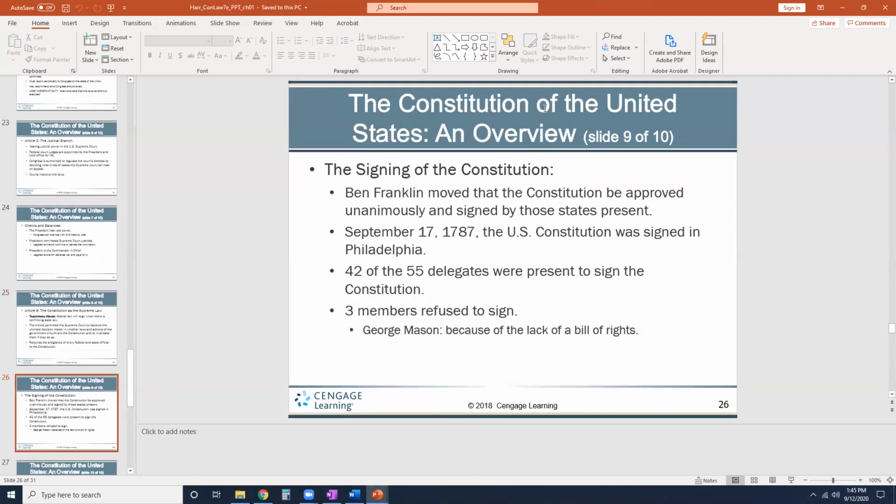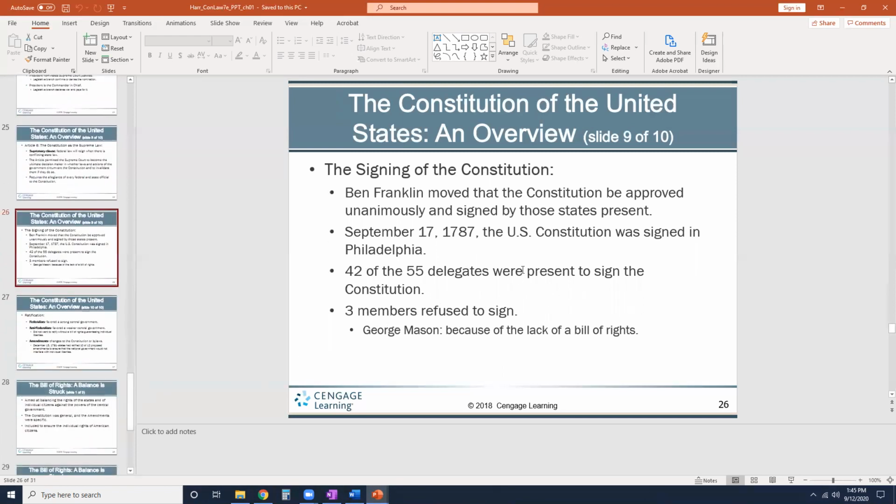And that's the main explanation for the United States Constitution. It was signed by 42 of the 55 delegates who were present. 3 of them refused to sign. One of them was George Mason. He's very well known, and he didn't sign it because there was no Bill of Rights. And we're going to talk later on about what the Bill of Rights were and what a Bill of Rights are. But it was signed in 1787. And that's how the U.S. Constitution became the document that all of these guys approved.